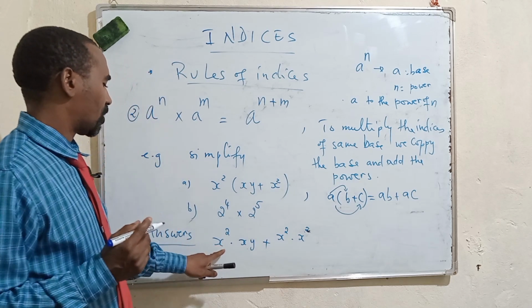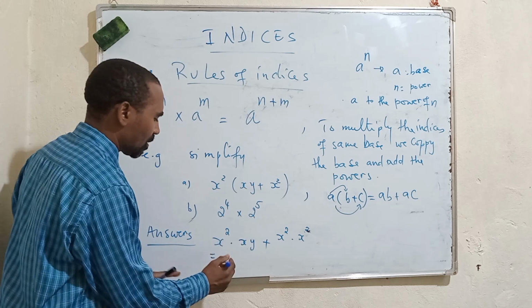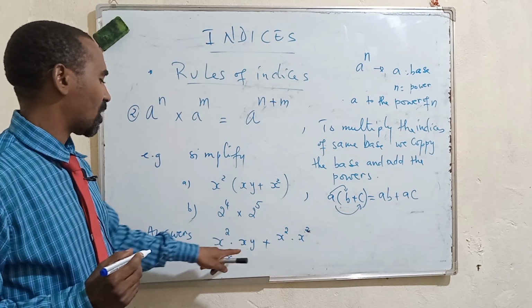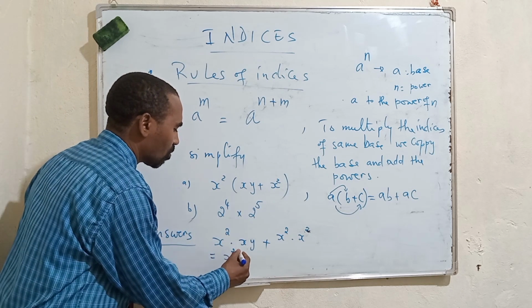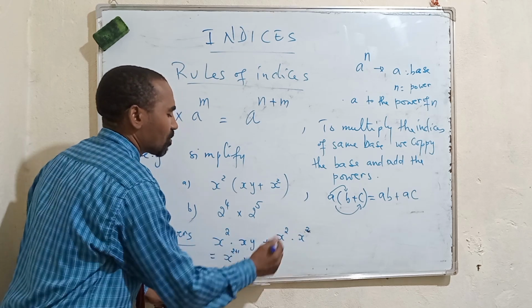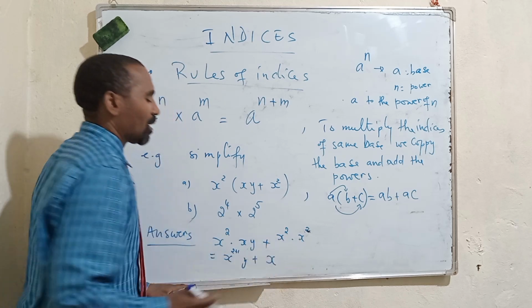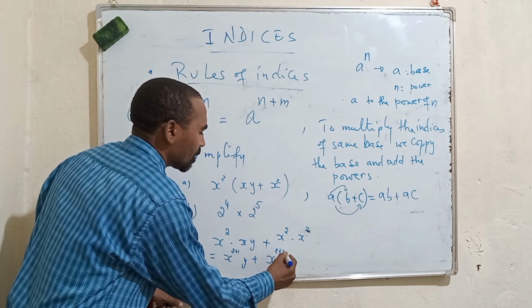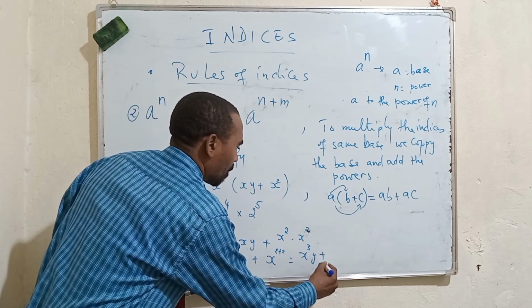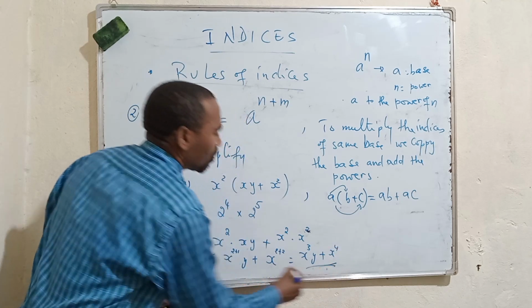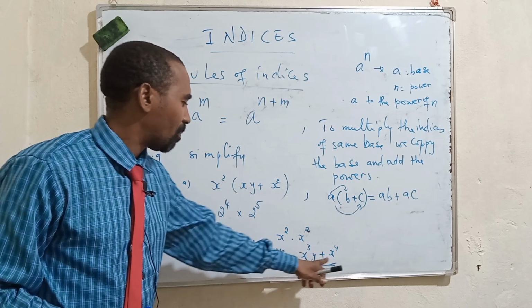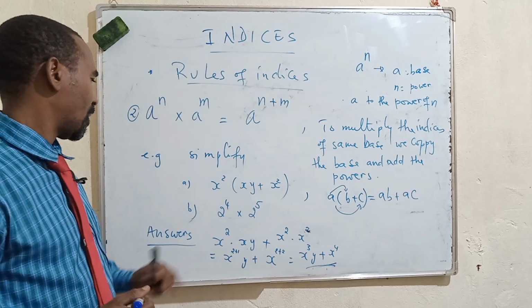Here, x will multiply x. As they are the same base, I will copy x. Then, if you write x, it is x power 1. This will be 2 plus 1. Then I copy y. Plus x squared times x squared: I'll copy the base because they are the same base x. Then I add the powers. The final answer will be x cubed y plus x power 4. You see, to multiply here, I used this property that for the same base, I copy the base and I add the powers.